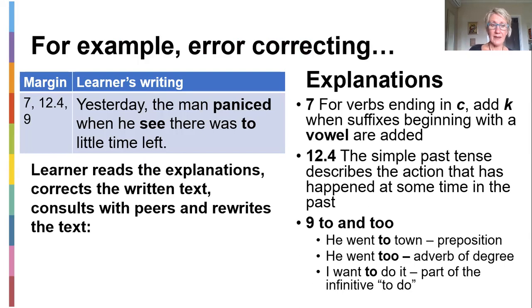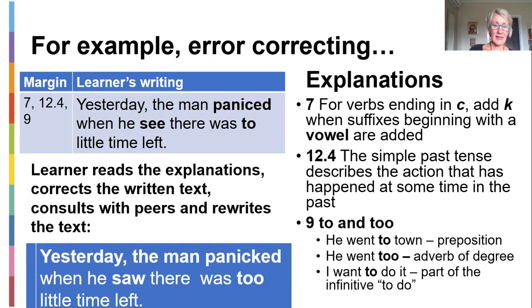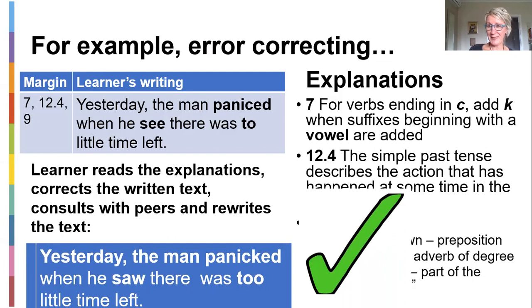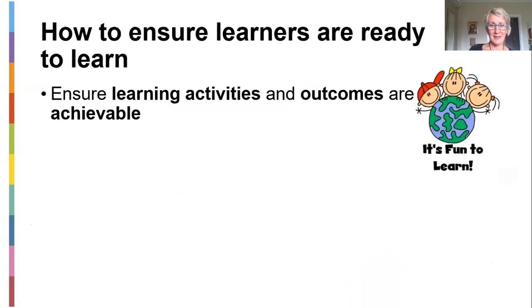All right. And then the learner reads the explanations and corrects the written text and consults with his friends and rewrites the text, something like this. Yesterday, the man panicked, put the K there, when he saw there was too little time left. Past tense and the use of to, the verb of degree. Okay. And can chat with his friend and see if that is correct now too.